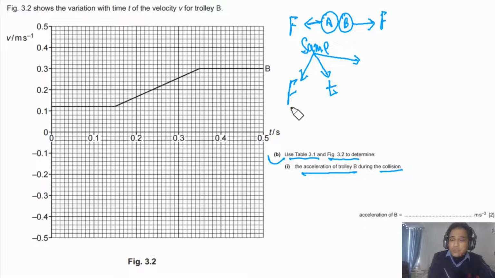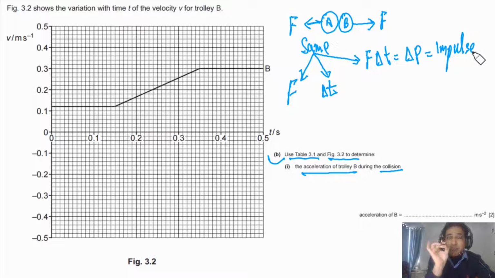Now what else is the same? If the net force on the two bodies is the same and the time is the same, we can write this as delta t. So force times delta t is also the same for trolley A and for trolley B. It simply means that the change in momentum of these two trolleys will be the same, the momentum will change by the same amount but in opposite directions. We can also say this is impulse. So the impulse on trolley A and the impulse on trolley B will be the same.